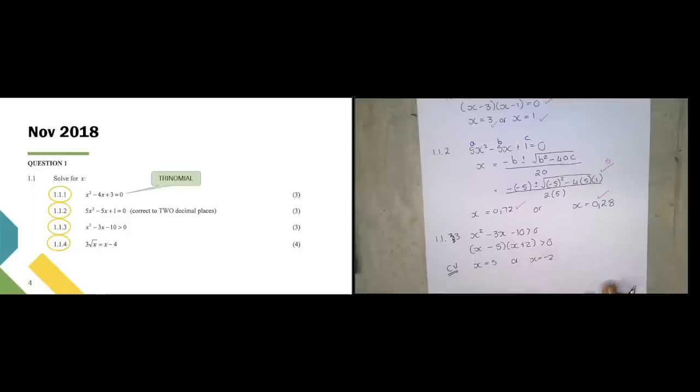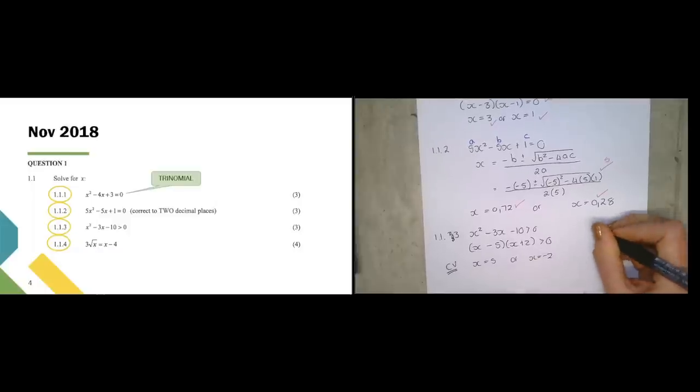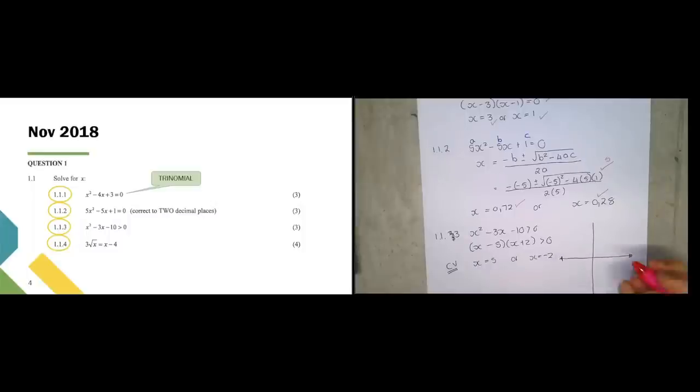This is not your solution. This is where my x-intercepts would have been if I had to draw the parabola. That's why they're called my critical values. So if I go and draw my parabola, where would my two x-intercepts have been? At 5.